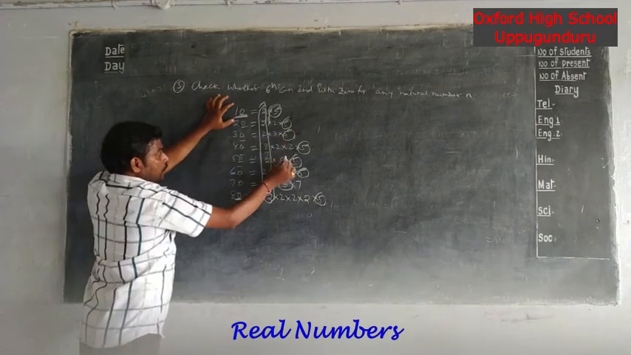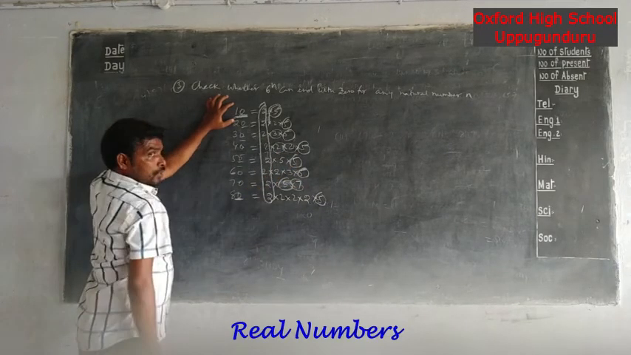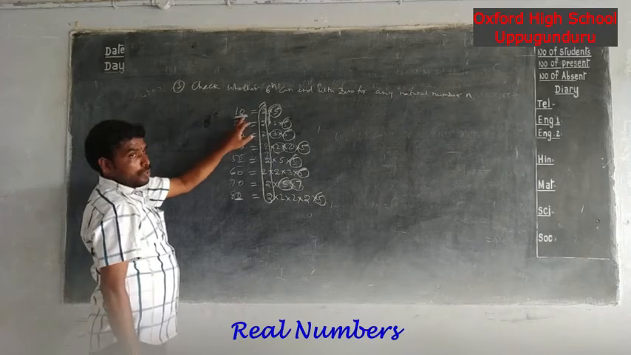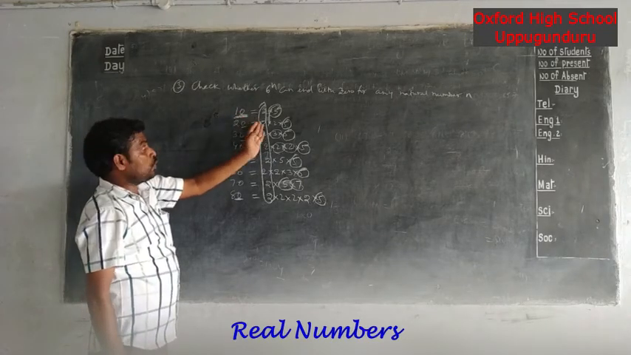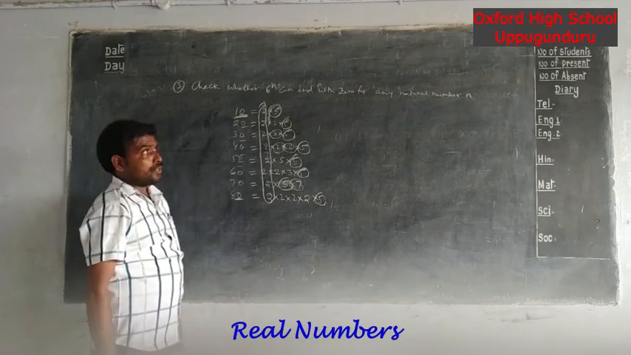Apart from 2 and 5, there are remaining factors also. Here 2, here 3, here 7. But to end with 0, any number must have 2 and 5 as prime factors. Then only that number ends with 0.